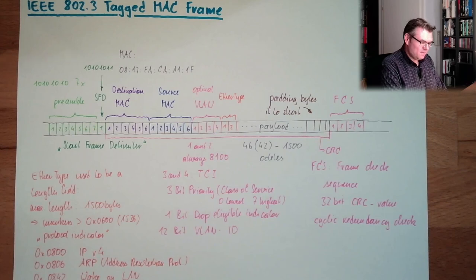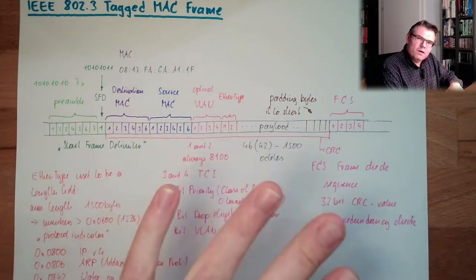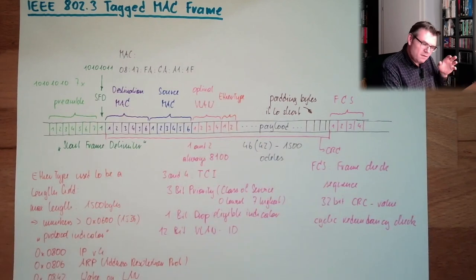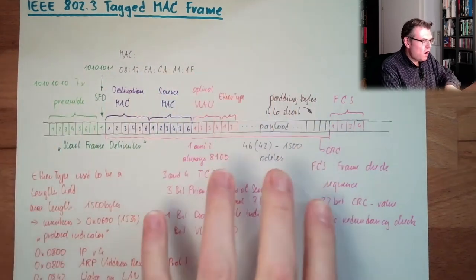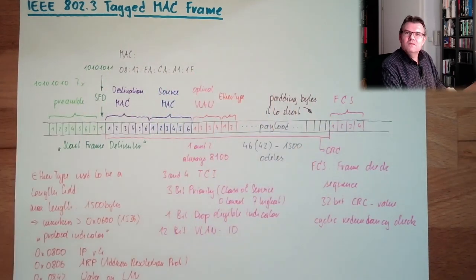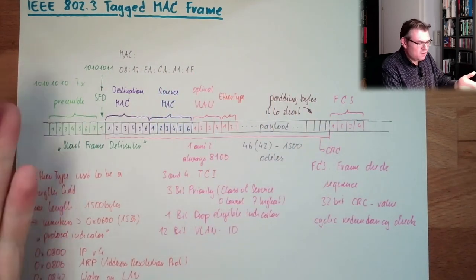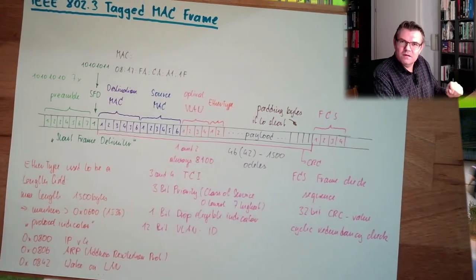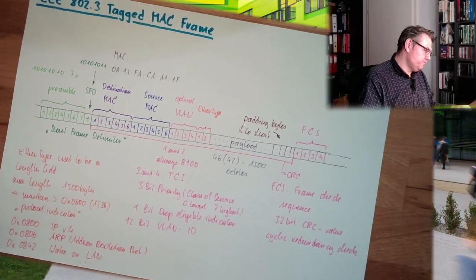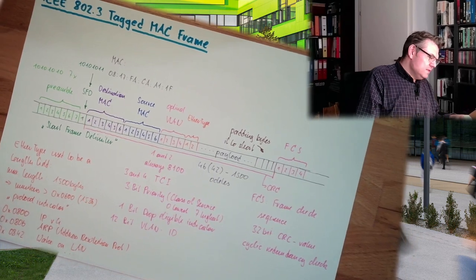For us, this should be sufficient. You can look in deeper, but we are not networking experts, we are mechanical engineers. But we should know what such a frame looks like to have an understanding. This is what is inside there. This I wanted to show you. So that's Ethernet.